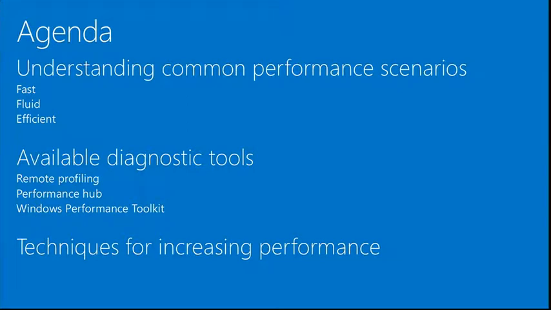I want to look at some of the common performance scenarios. These are the cases that we have to worry about in our applications: making them fast, which we'll find out what that is, making them fluid, making them efficient. I particularly want to guide you through the tooling that's available, because Studio 2013 and Windows 8.1 has got a lot better tooling than what we had before. And then I want to go through some techniques for performance optimization. So once you've identified what's wrong, how do you fix it?